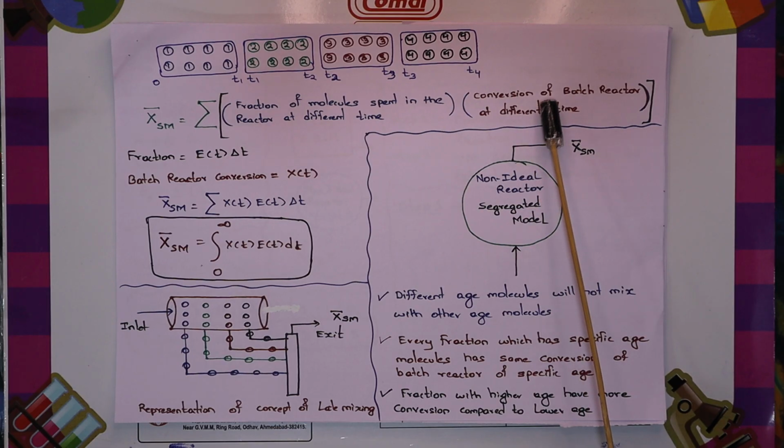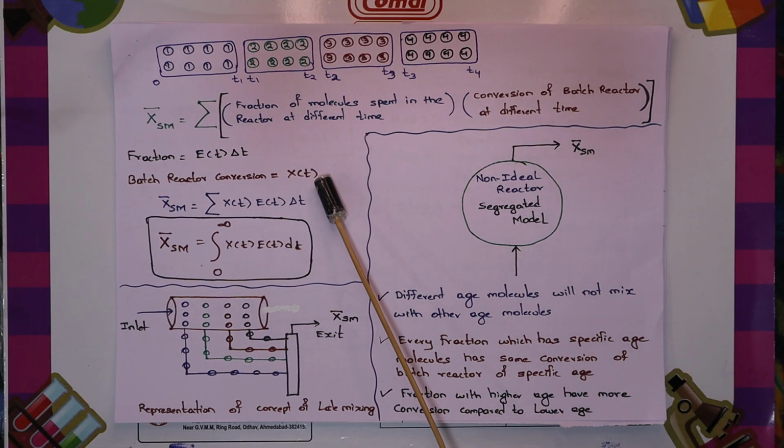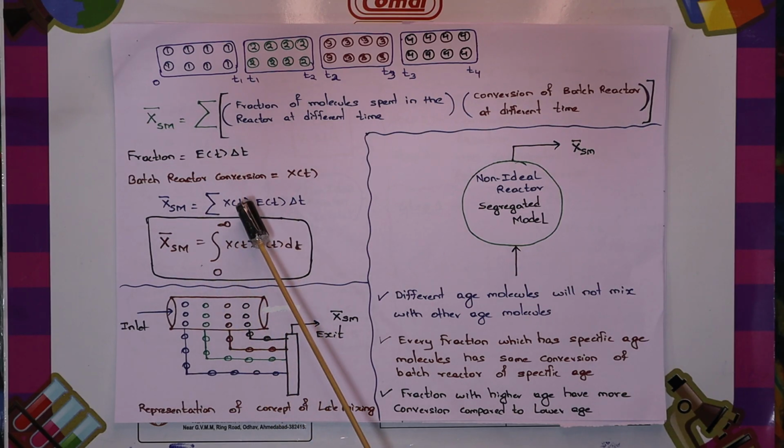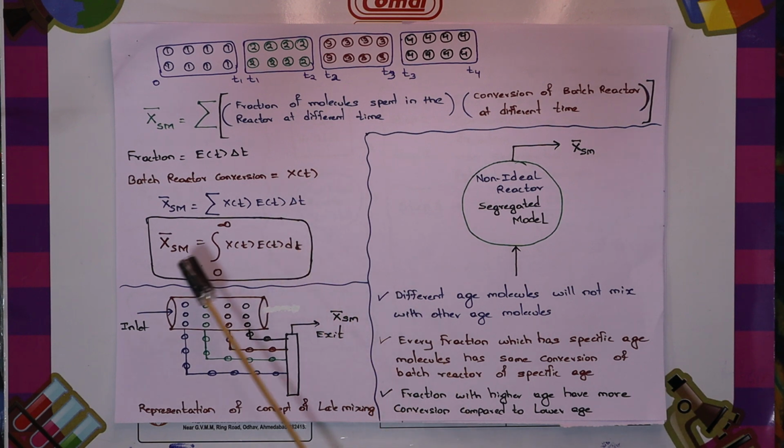The conversion from the batch reactor is represented by x of t. If you multiply these both, you get the overall conversion, which is sigma of x of t into E of t delta t. In terms of integration, you get the conversion in this non-ideal reactor. By assuming the segregated model, you can predict the conversion from the reactor using this particular equation.